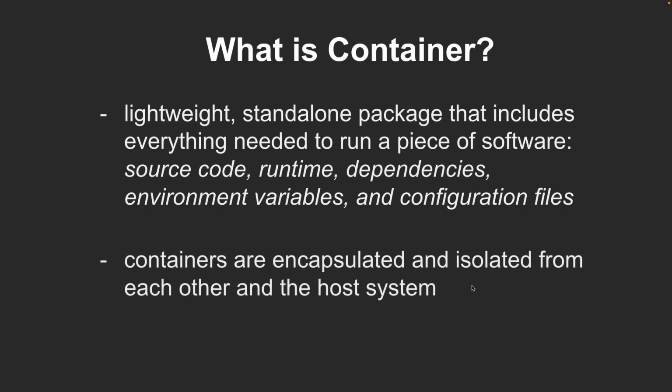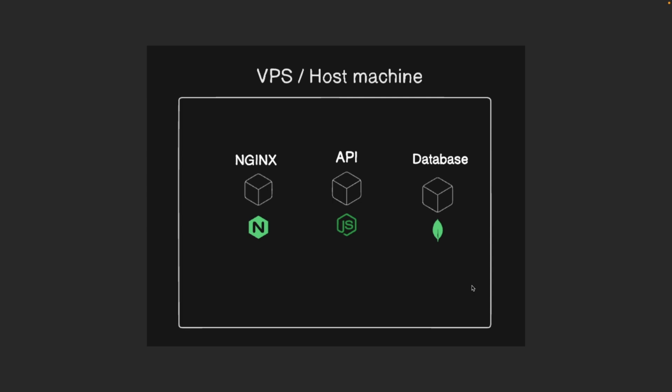Containers are also encapsulated and isolated from each other and the host system, but they can also talk to each other. Here's a diagram of what that looks like. So you have your host machine, which could be your laptop or a VPS, and on that host, you have different containers running. So you could have a container for your API and one for your database, and then maybe an Nginx container. And each container has its own source code and all of its dependencies encapsulated in the container. And it's running separately from the database container or the Nginx container.